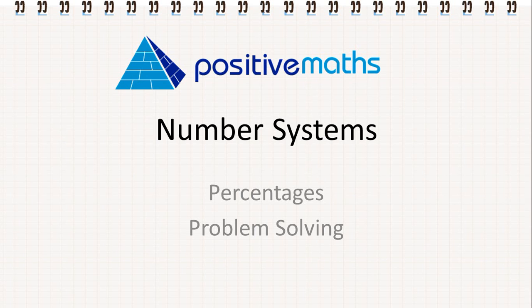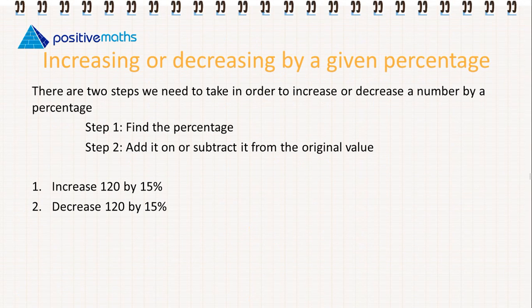In this video for Positive Maths, we're going to look at more problem solving in relation to percentages. So, we need to be able to increase or decrease by a given percentage. There are two steps we need to take in order to do this. Step 1, we need to find the percentage. And step 2, we need to add it on or subtract it from the original value.